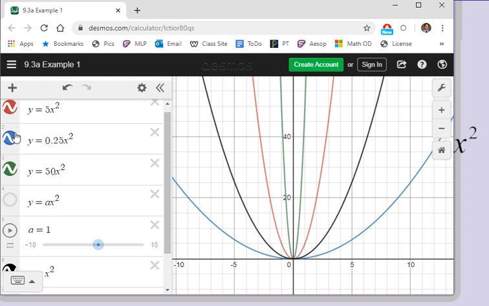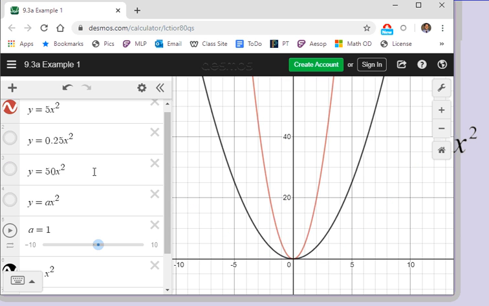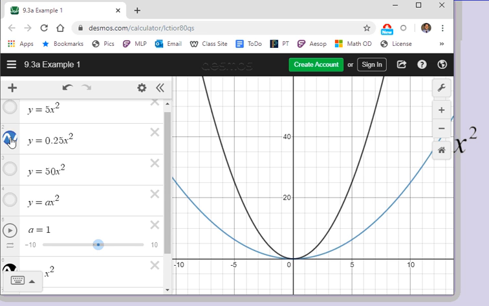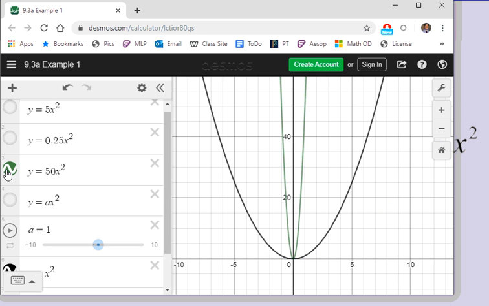And let's do one at a time. Let's say I did the 5 first. If I do the 5, you'll see it's steeper, right, than the parent function. What if I do 0.25? Well, it's wider because that's a quarter. If I do 50, it is much steeper than the parent function. Now I'm going to just do it in general.